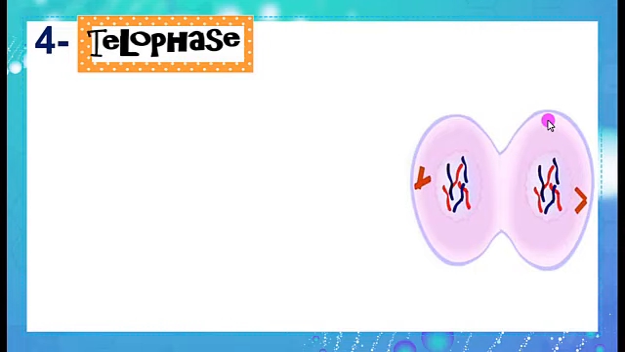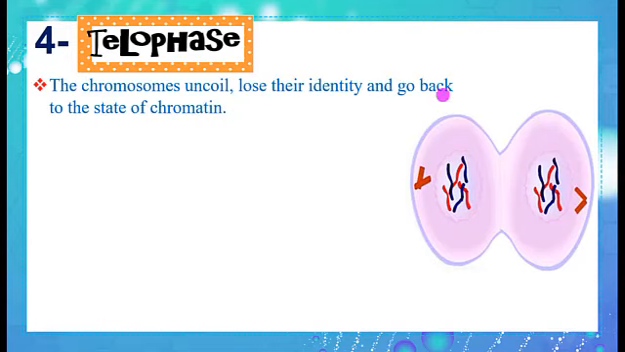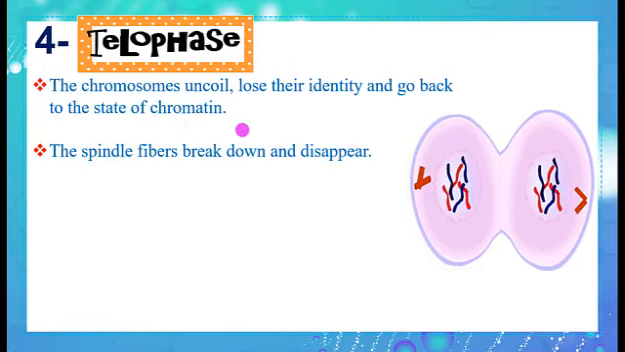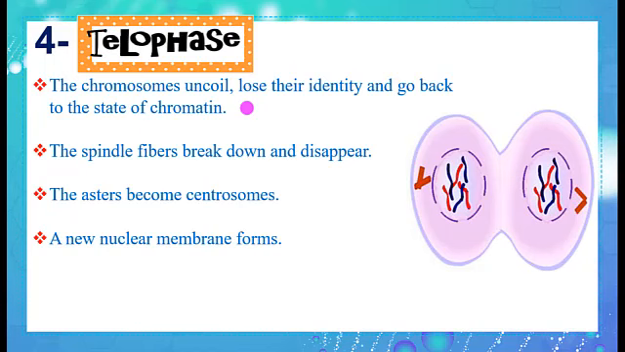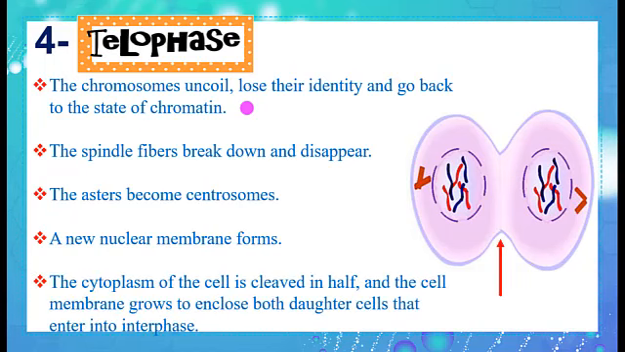If you look at the cell, you can find that the chromosomes uncoil, lose their identity, and go back to the state of chromatin. It means that the chromosomes return to the state of chromatin. The spindle fibers break down and disappear. The asters become centrosome. A new nuclear membrane forms. At the end, the cytoplasm of the cell is cleaved in half, and the cell membrane grows to enclose both daughter cells that enter into interphase of a second cell cycle.